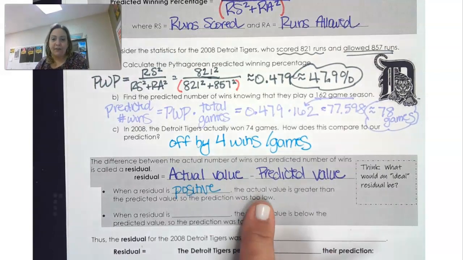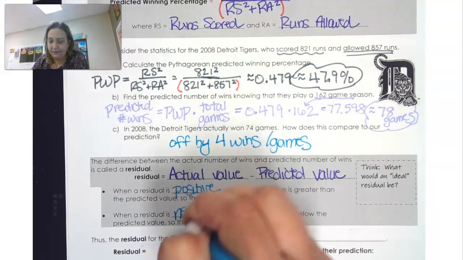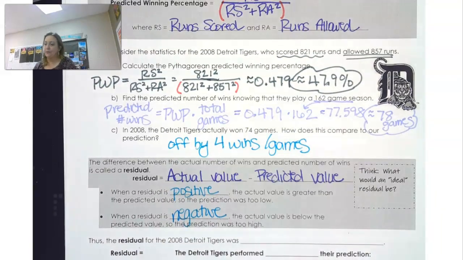That means that the actual value is greater than the predicted value and your prediction was too low. When a residual is negative, that means the actual value was below the predicted value, so the prediction was too high. Either one could happen.